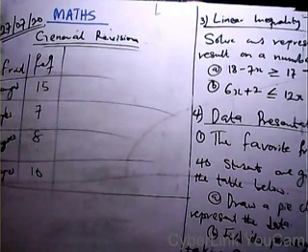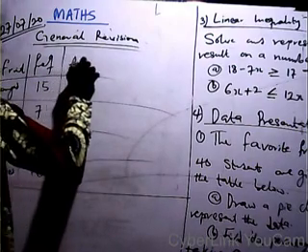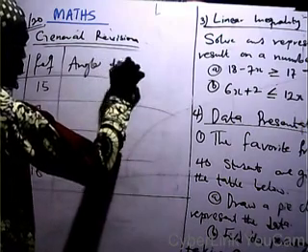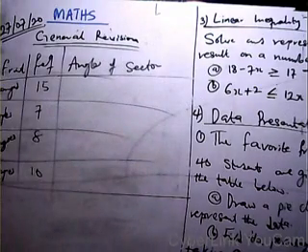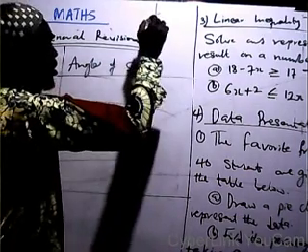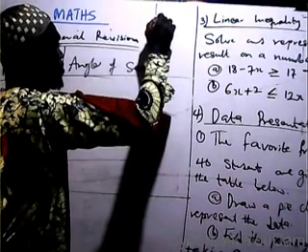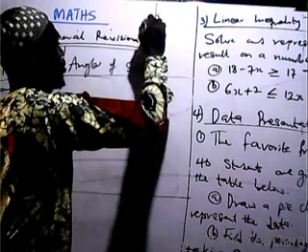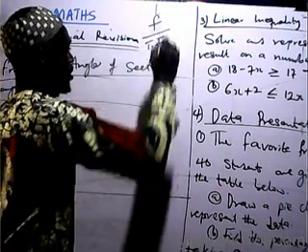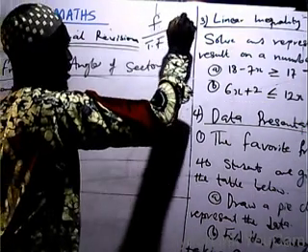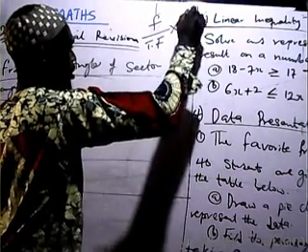We have our frequency. What we need left is our angle of the sector. Don't forget the angle of the sector. That's what we need next. To get the angle of sector, as I said earlier, you take the frequency over the total frequency, everything multiplied by the angle at a circle, which is 360 degrees.